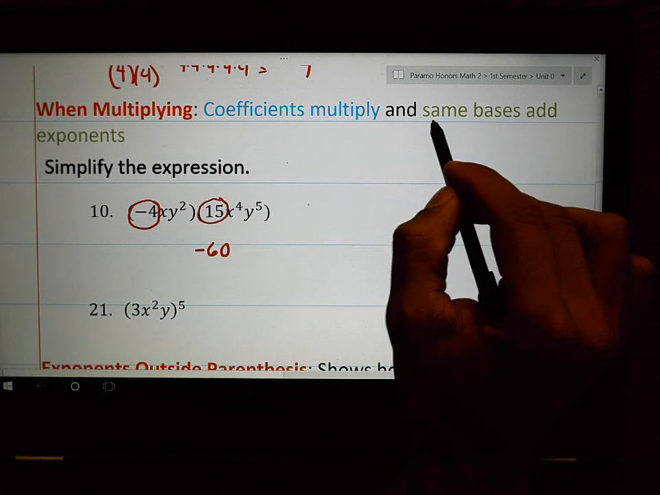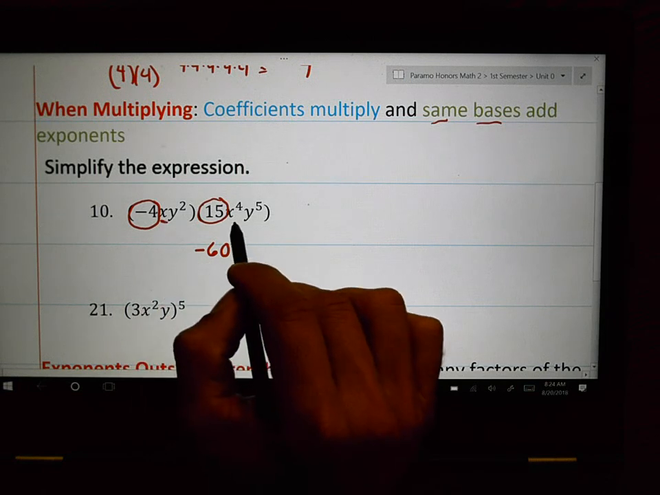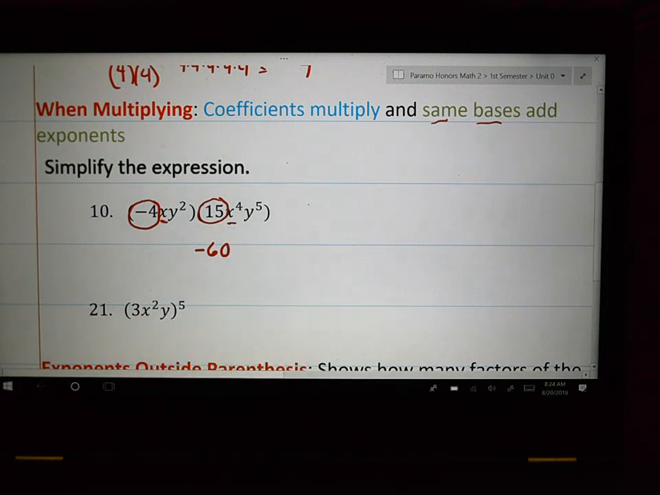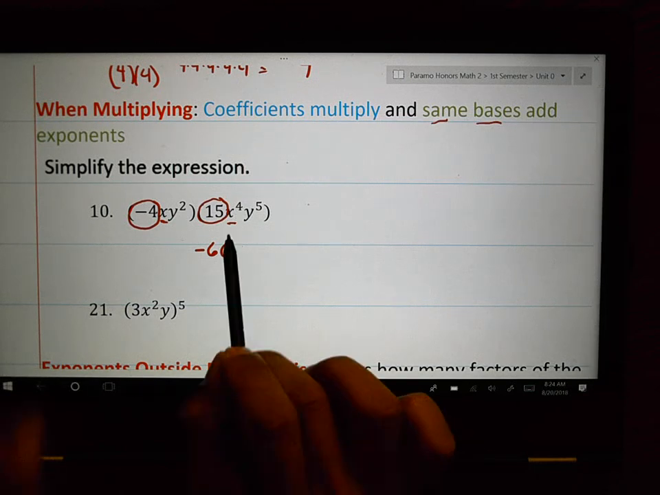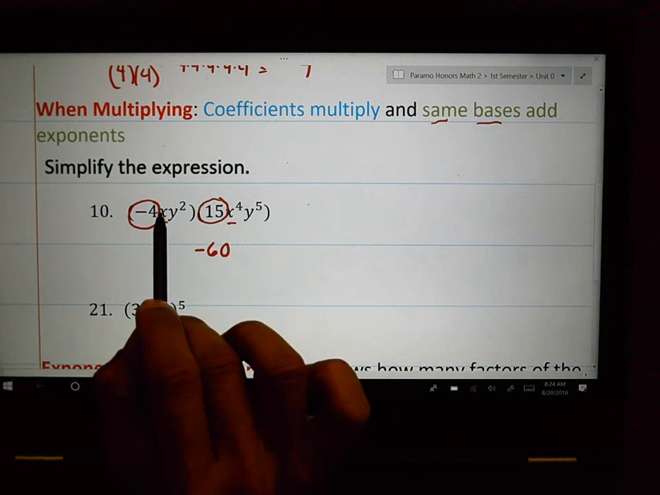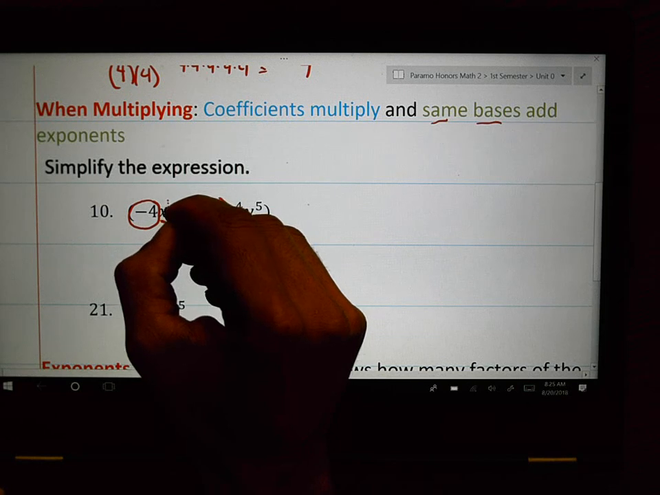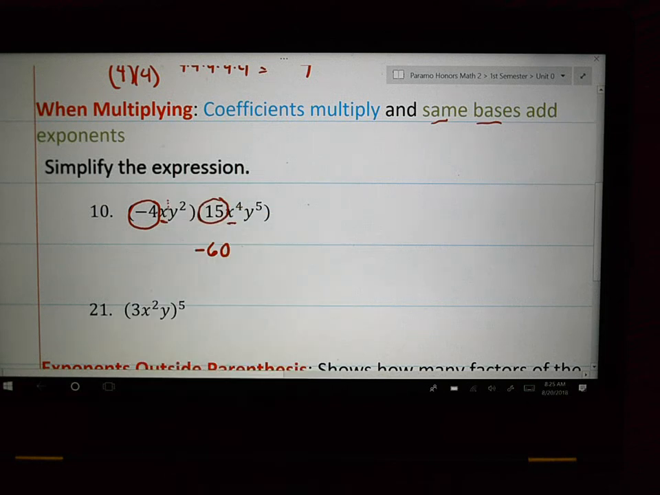And then the same bases means that this x has the same base as this other x. I can only do my exponent rules with things that have the same base. X and x have the same base. If you do not know how many x's are here, there is an invisible 1 right there that you do not see, that we never put there, because we assume that you are going to know that there is 1 factor of x there.